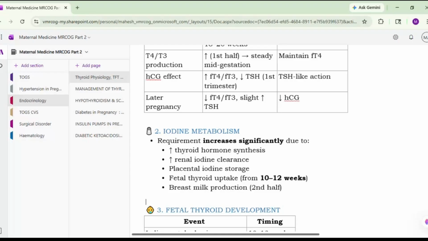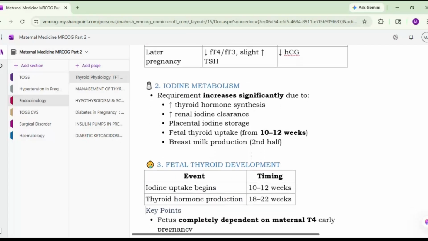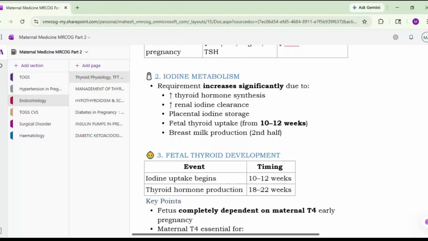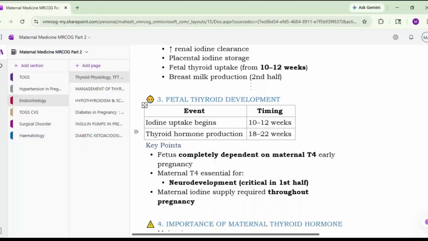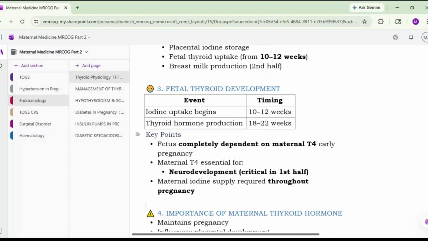The fetal iodine uptake will begin around 10 to 12 weeks of gestation, but the thyroid gland functioning proper, or the thyroid hormone synthesis, will start around 20 weeks of gestation, that we will see. Okay, around 18 to 22 weeks it starts. So in fetal thyroid development, iodine uptake begins at around 10 to 12 weeks of gestation, but the thyroid hormone production will begin at around 18 to 22 weeks of gestation. Okay, these few things do remember from the SBA point of view.